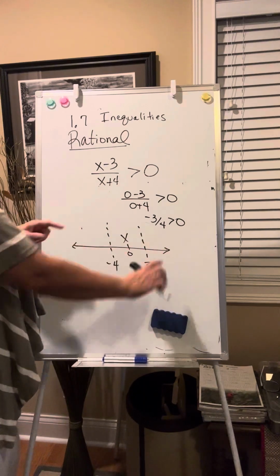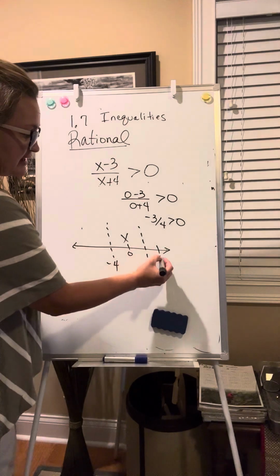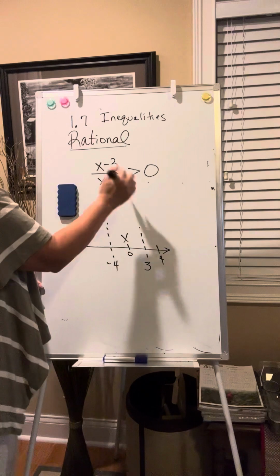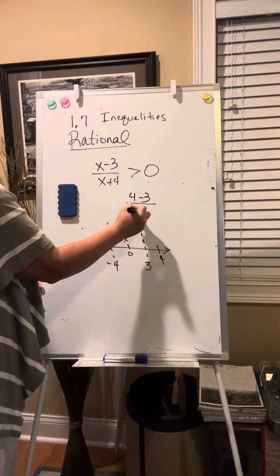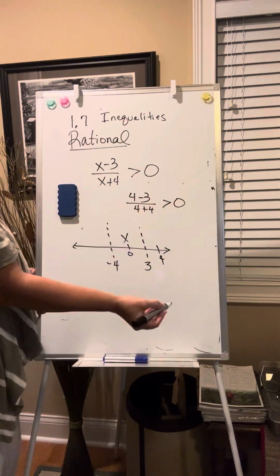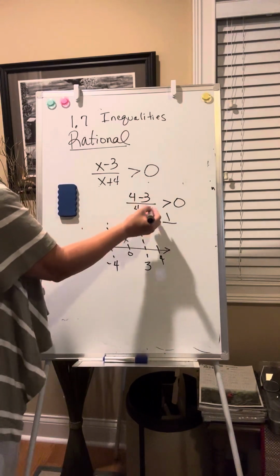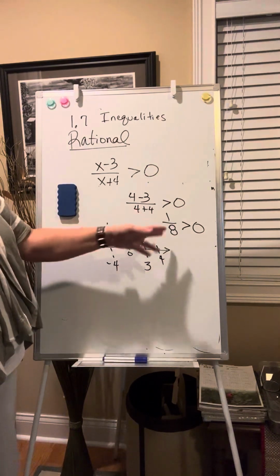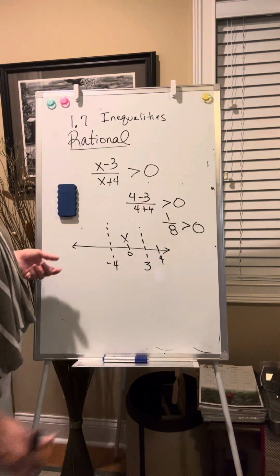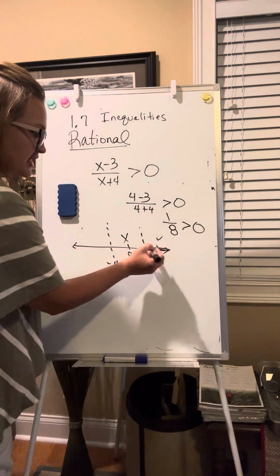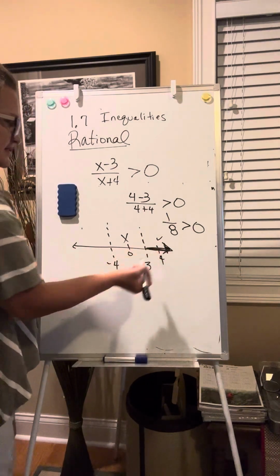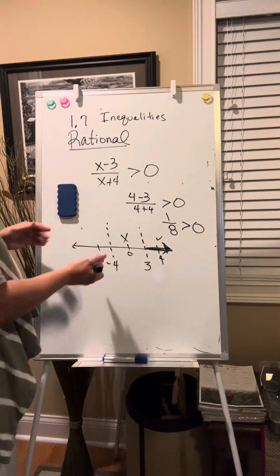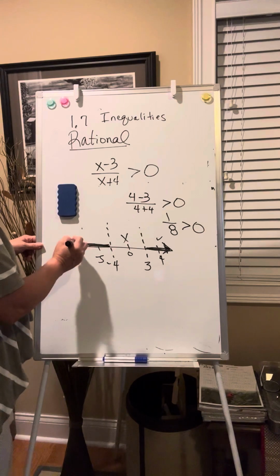So I'm suspecting the wings here. So you take a test point, like maybe 4. Do it again. Check your region. 4 for our test point. And say, well, is that true? 4 minus 3 is 1. 4 plus 4 is 8. Is that true? Sure, 1/8 is greater than 0. So that worked, so that gets shaded. And then we can check over here, say check -5, see if it works. Again, it does.